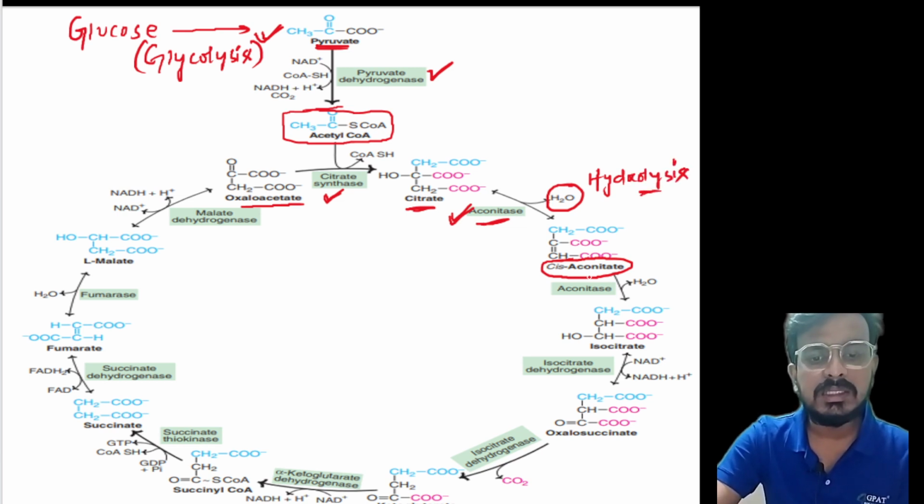Okay. Now cis aconitate is again converted to isocitrate, again releasing a water molecule. The enzyme will be the same.